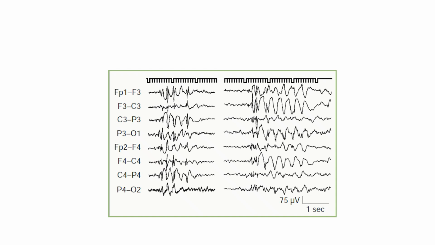3. Clinical correlation. The calibration bar at the bottom right shows a 1-second time interval and a 75 microvolt amplitude scale. If you count the spike wave complexes within that 1-second window on the right-hand panel, you will find roughly 3 full cycles. This 3 Hz generalized spike and wave pattern is the classic pathognomonic rhythm associated with absence seizures.